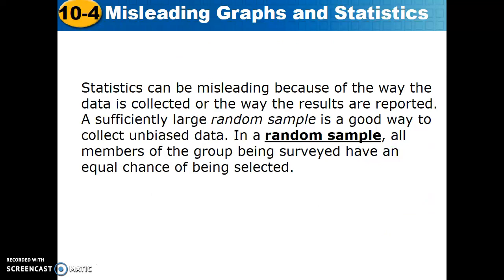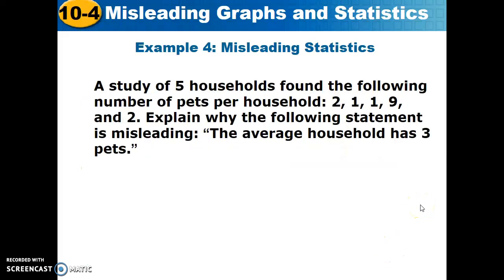A sufficiently large random sample is a good way to collect unbiased data. In a random sample, all members of the group being surveyed have an equal chance of being selected. For example, a study of 5 households found the following number of pets per household: 2, 1, 1, 9, and 2. Explain why the following statement is misleading. The average household has 3 pets.